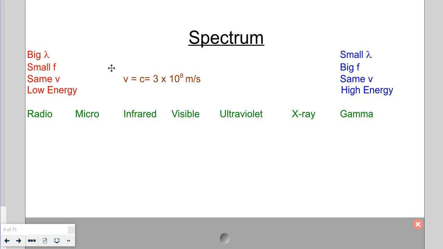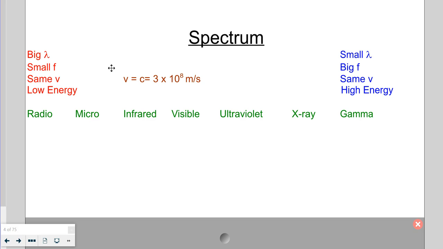Now, although light does not need a medium per se, whatever it's in does affect its speed slightly. So we do say the speed of light in a vacuum is 3 times 10 to the 8th meters per second. It slows down a little bit when it gets into the air, but when we do calculations in air, you can just use 3 times 10 to the 8th meters per second.